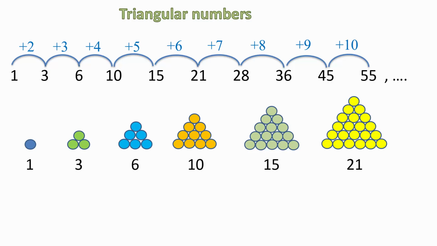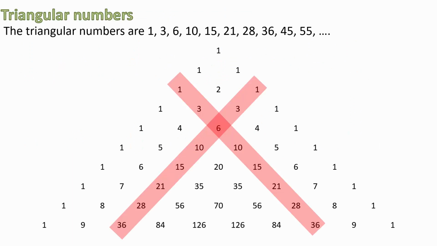Okay, now that we've established what triangular numbers are, do they appear in Pascal's triangle? Yes, they do. And there they are. 2 diagonals of numbers, and each one contains the triangular number sequence. Okay, we've covered 2 number sequences, the Fibonacci sequence and the triangular numbers. Let's look at another property of numbers, which is powers of 2.